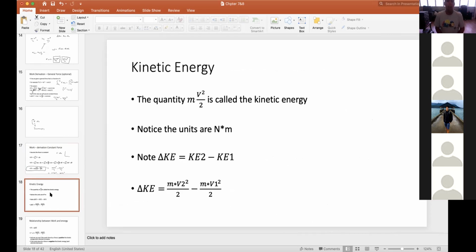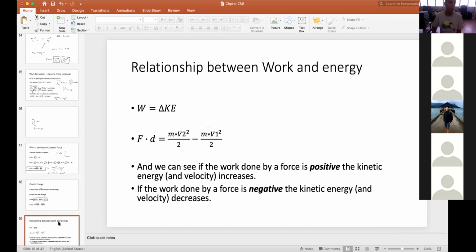So kinetic energy. As I said, this is probably the most important thing not to ever forget. This delta KE always means final minus initial, units of energy. Delta KE is mv final squared over 2, or v2 squared over 2 minus v1 squared over 2, or v initial squared over 2, whichever way you want to call it. And as I've said, the work is the change in kinetic energy.